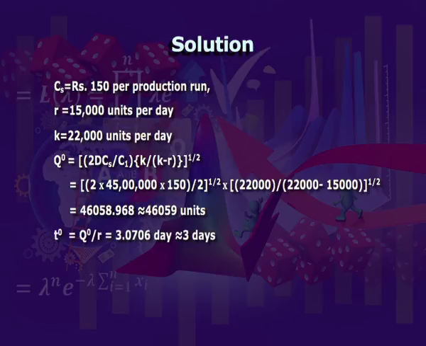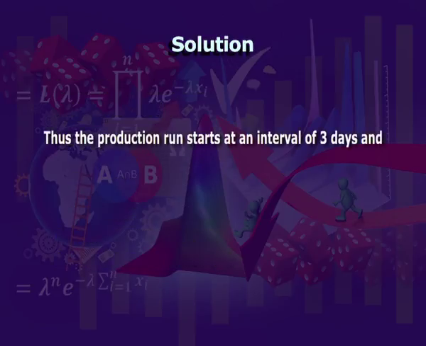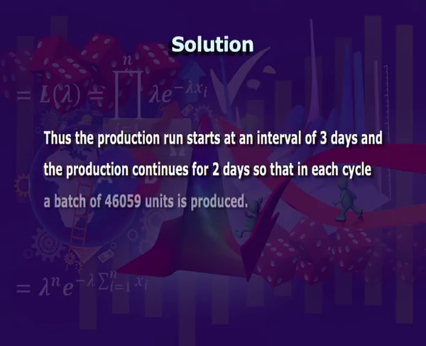T0 equal to Q0 upon R. Substituting the values of Q0 and R, we get the answer 3.0706 days, that means approximately 3 days. T01, which is nothing but the length of production run, is given by the formula Q0 upon K. Substituting the values of Q0 and K, we get the value 2.0936, that means approximately equal to 2 days. Thus, production run starts at an interval of 3 days and the production continues for 2 days, so that in each cycle a batch of 46059 units is produced.